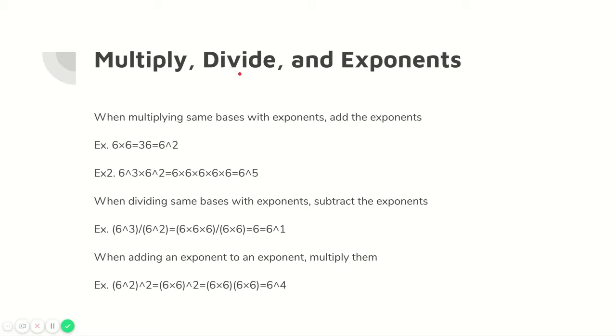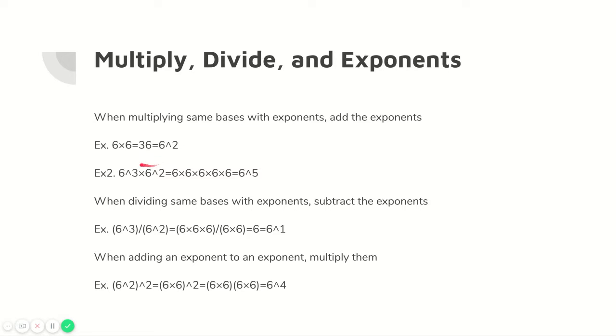So now we're going to be multiplying, dividing, and exponents with exponents and talking about how these work. So essentially, when multiplying the same bases with exponents, we would just add the exponents. So just starting off with 6 times 6 equals 36, which is essentially 6 to the power of 2, you can see that these 6's have a base of 6 with an exponent of 1 each. And if we were to add up these exponents, which is an invisible 1 here and an invisible 1 here, we get 6 to the power of 2.